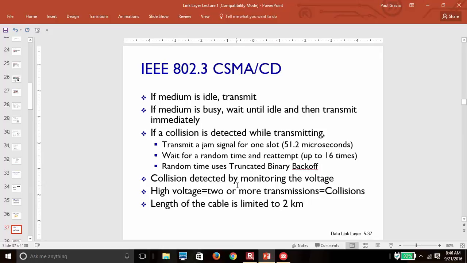The collisions are detected by monitoring the voltage. Like I said, if the voltage level is higher than the voltage level you would transmit at, then you know there's a collision. And like I said, the length of the cable is limited to 2 kilometers, and that's how long it takes, the 51.2 microseconds, for the signal to traverse fully across the 2 kilometer length.